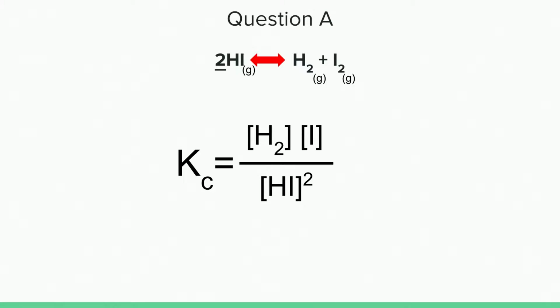Question A asks us to write the expression for the equilibrium constant Kc for the reaction. So, I used the balanced chemical equation to do this. Whenever you write the equilibrium constant, the products are on top and the reactants are on the bottom. So on the top it's H2 and I2, and on the bottom it's HI squared. The reason HI is squared is because in the equation it's 2HI. So the exponent is based on the coefficient in the balanced equation.